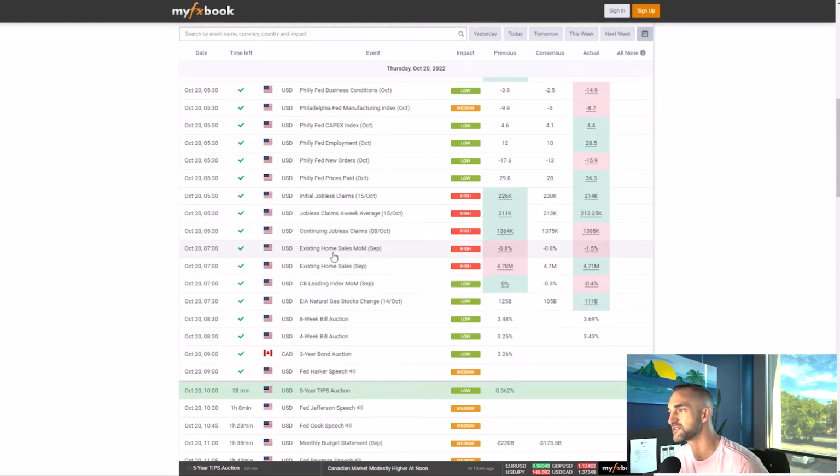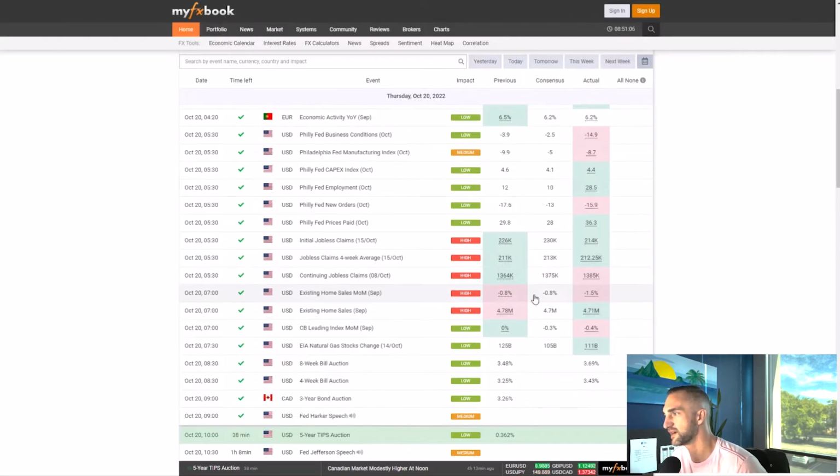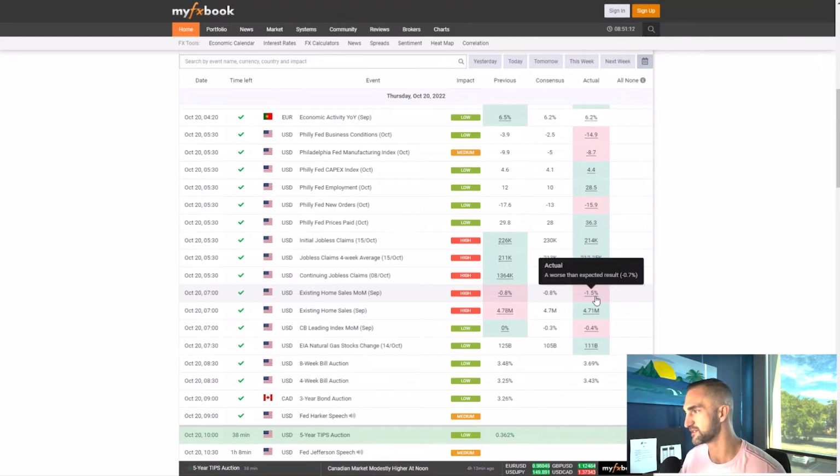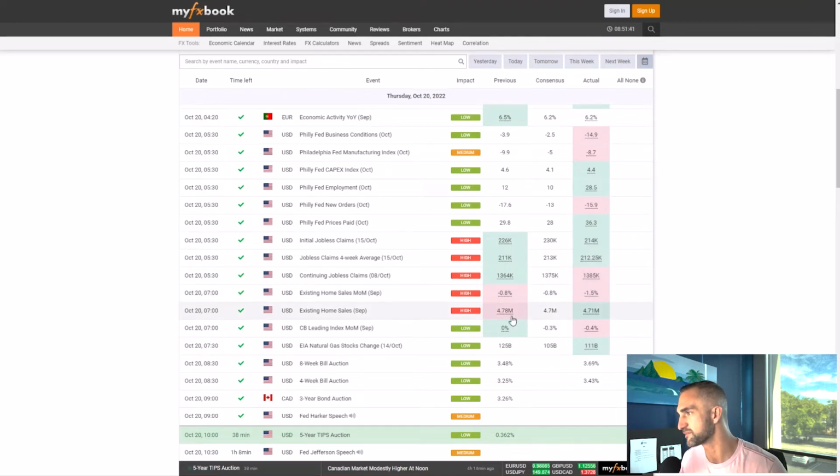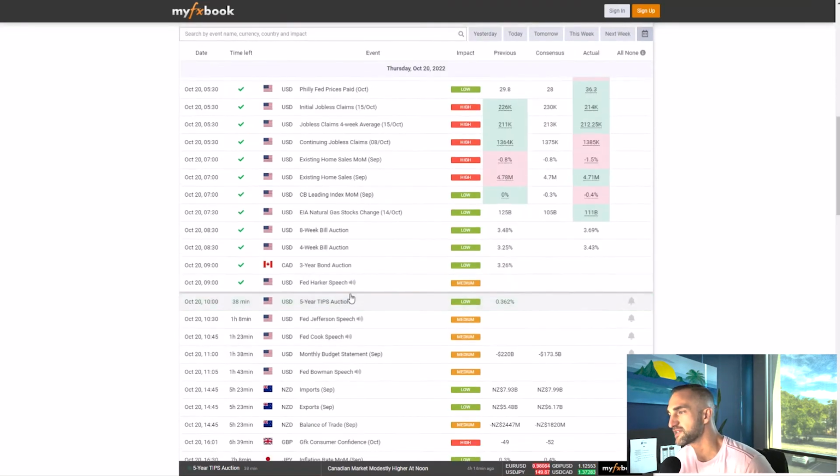Another thing to note, existing home sales came in at negative 1.5%. So existing home sales month over month went down. So another sign Fed's doing their job. Real estate is slowing down. And then existing home sales, the expectation was 4.7. We came in at 4.71. So still sold slightly more houses than expected, but still less than the prior month. So just some things to be keeping an eye on.